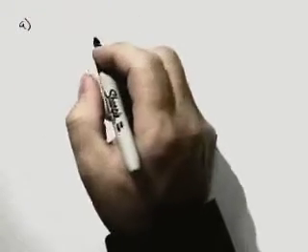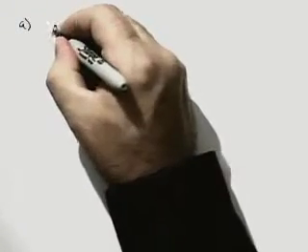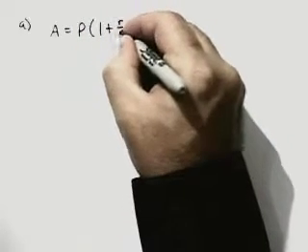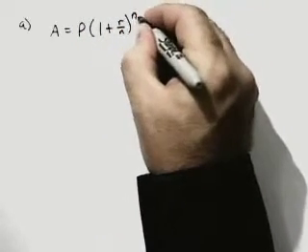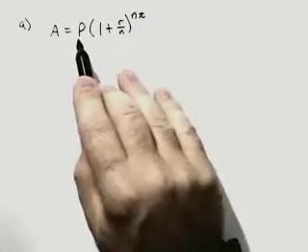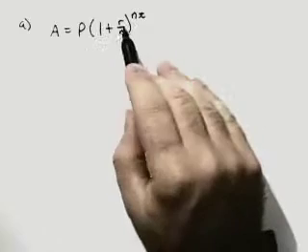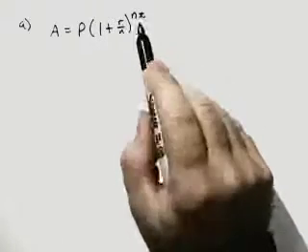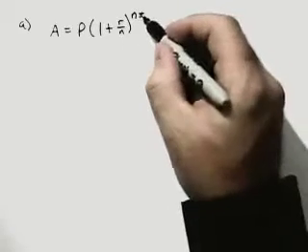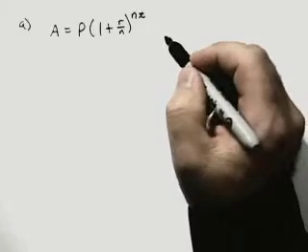In Part A, we're compounding monthly, so we're going to use our compound interest formula. A is equal to P times 1 plus R over N, all raised to the NT power. Here A is the future amount, P is our principal, or present amount, R is the annual interest rate as a decimal, N is the number of times per year we compound interest, and T is the number of years.